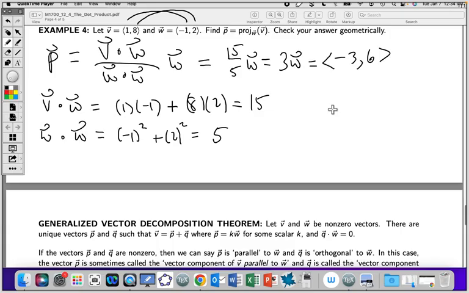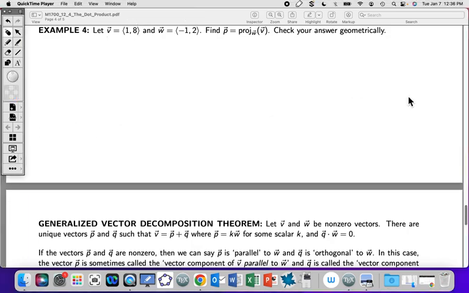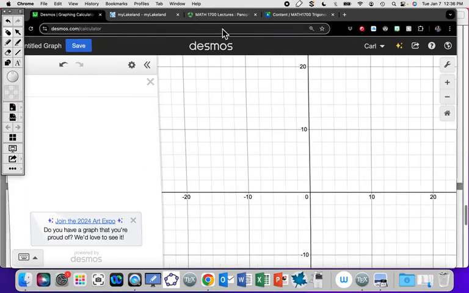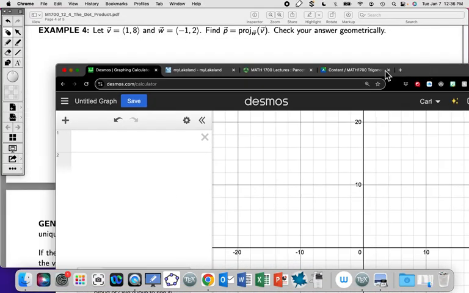So let's go over to Desmos and we'll plot the terminal points and see if we can get this to make sense. All right, so V is, we put V in standard position, the terminal point would be 1, 8.